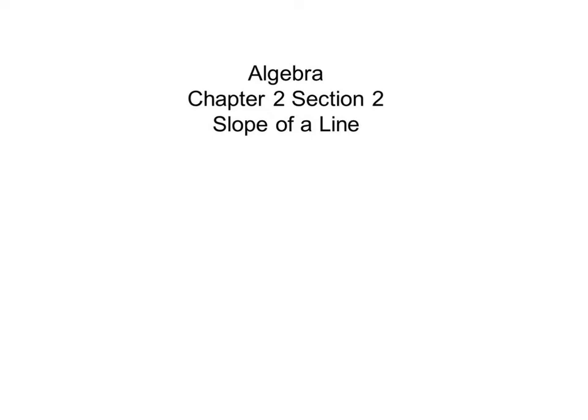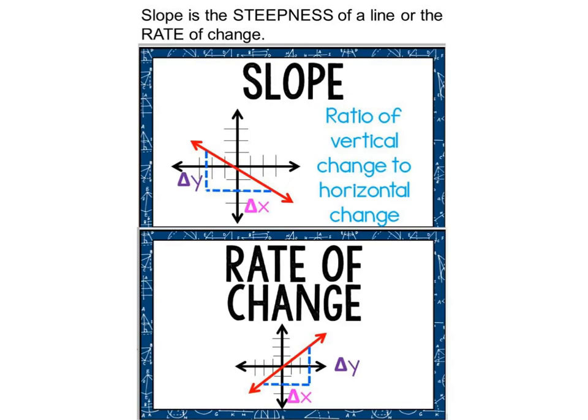Chapter 2, Section 2, Slope of a line. I think I divided this into 2 sections. Slope is the steepness of a line or the rate of change. So how steep that line is. In story problems, it's rate of change or any unit rate. So like speed, that is your slope because it is a rate.